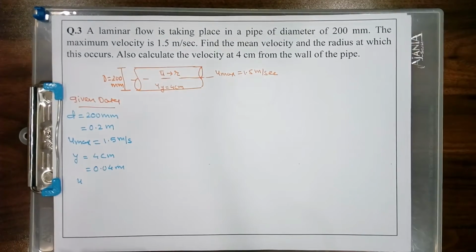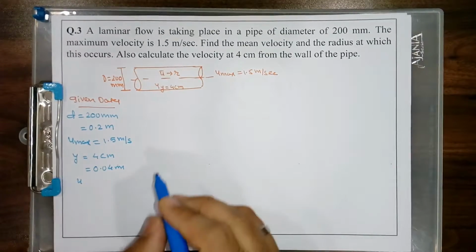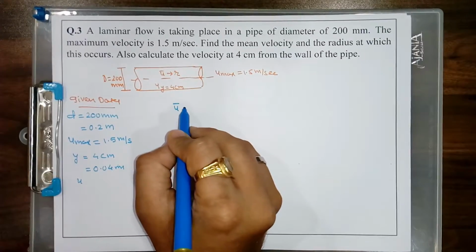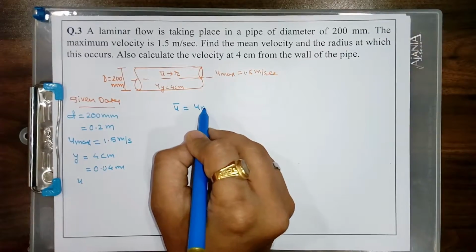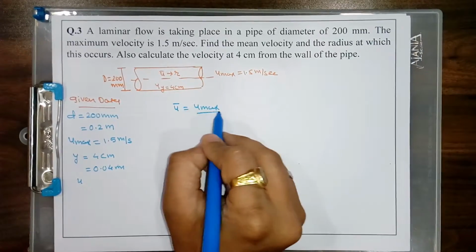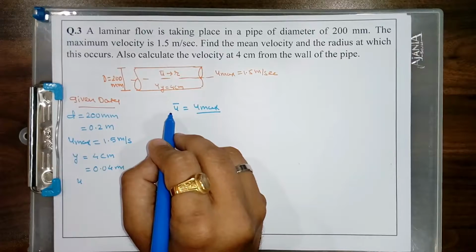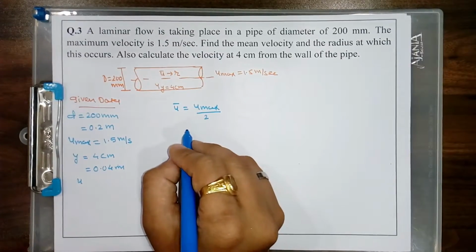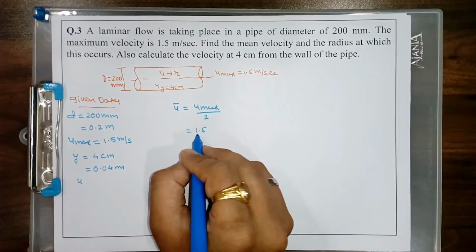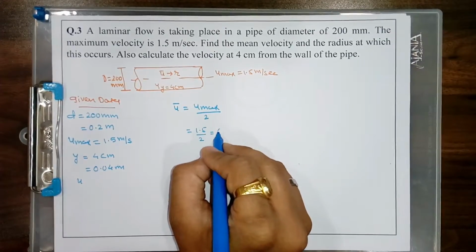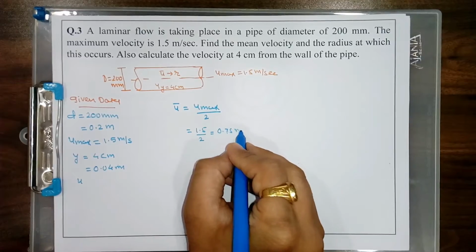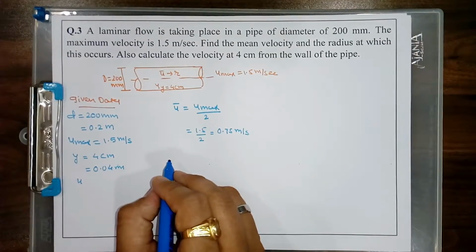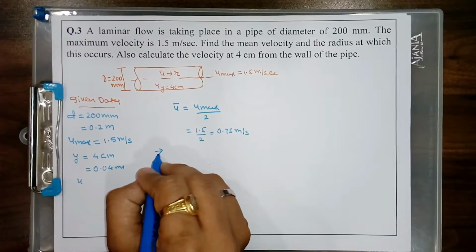So students, first we need to calculate the mean velocity. We know the relationship between the average velocity or mean velocity and the max velocity. So we know that u max equals 2 times u cut. So u cut equals u max divided by 2. Now u max is 1.5, which is divided by 2. So we get 0.75 meter per second, which is our mean velocity. Now where the mean velocity occurs, we need to calculate.